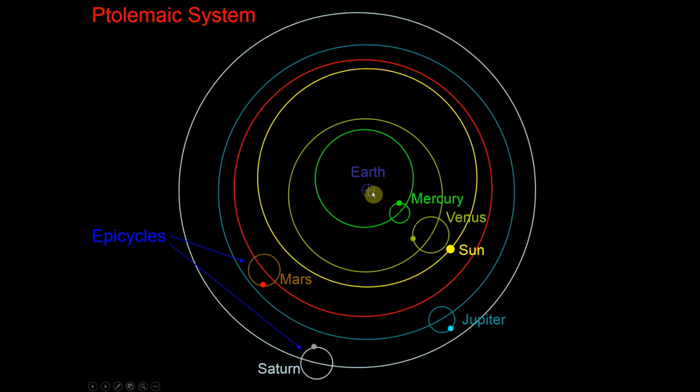Here's the Earth at the center, and here's the orbit of Mercury, Venus, Mars, Jupiter, and Saturn. Look where the Sun is. We know, in terms of the order of the planets, that we have Mercury, Venus, then Earth. In the Ptolemaic or geocentric system, the Sun is where the Earth should be.